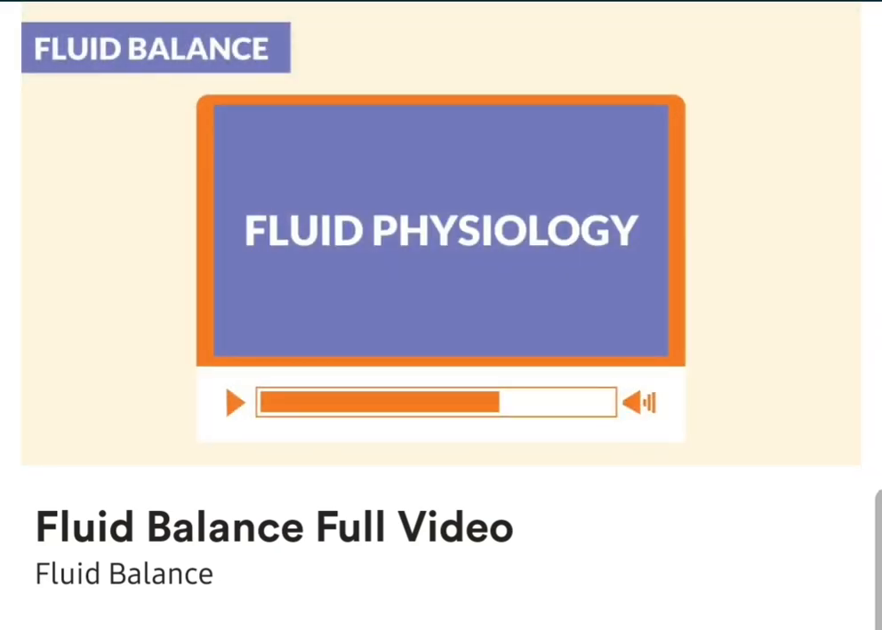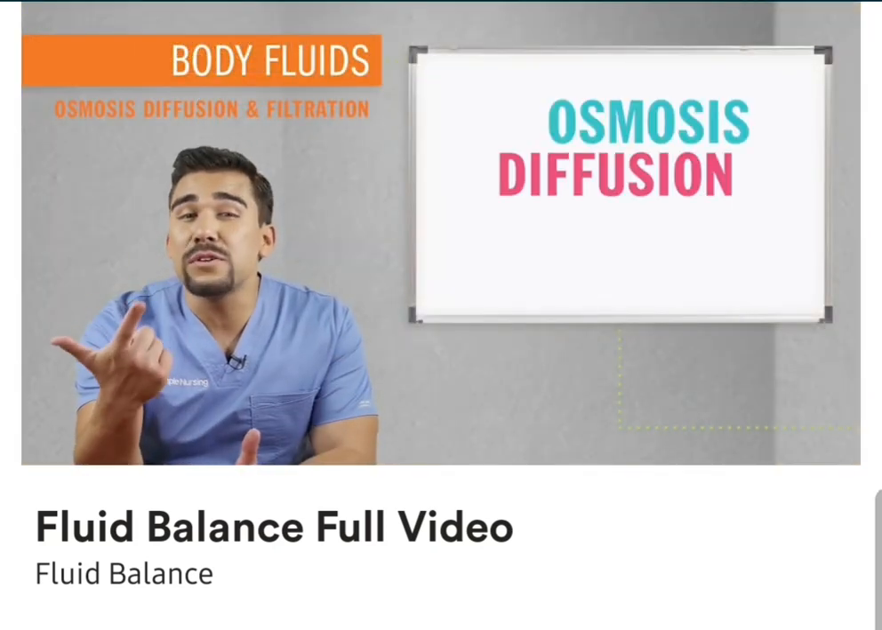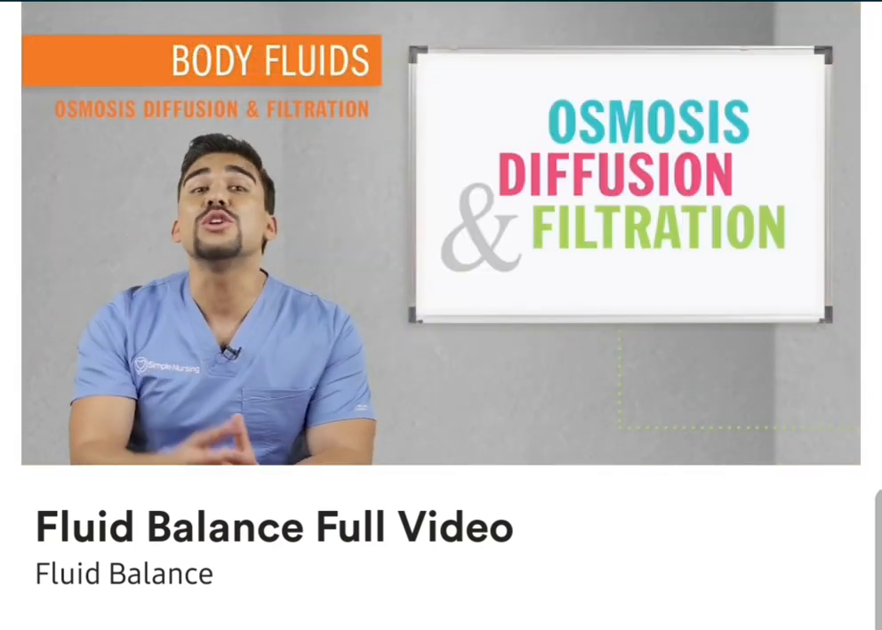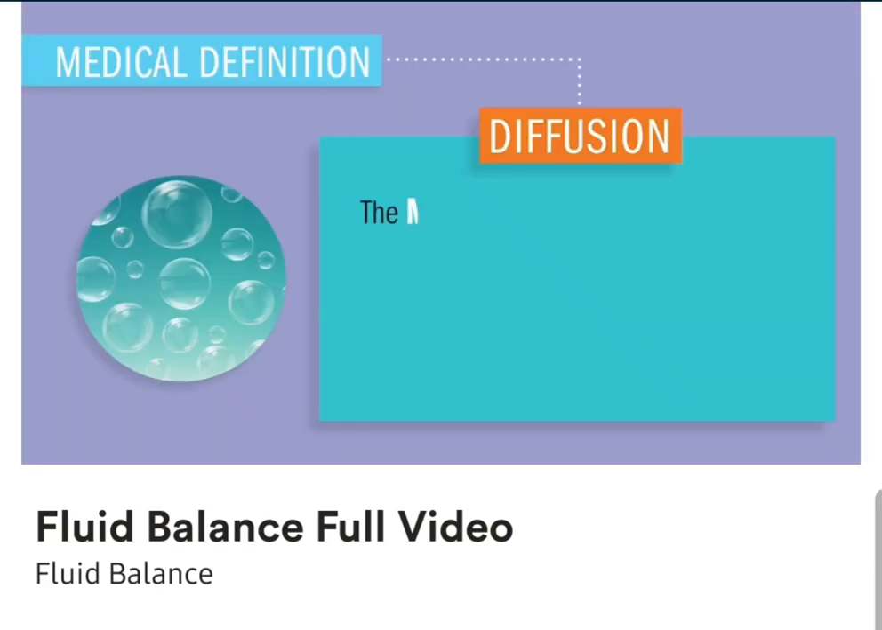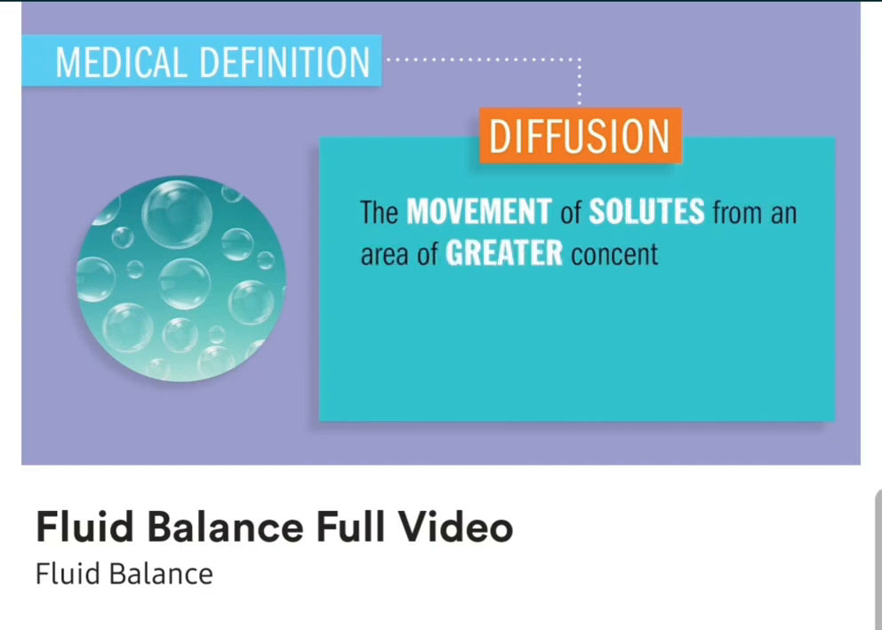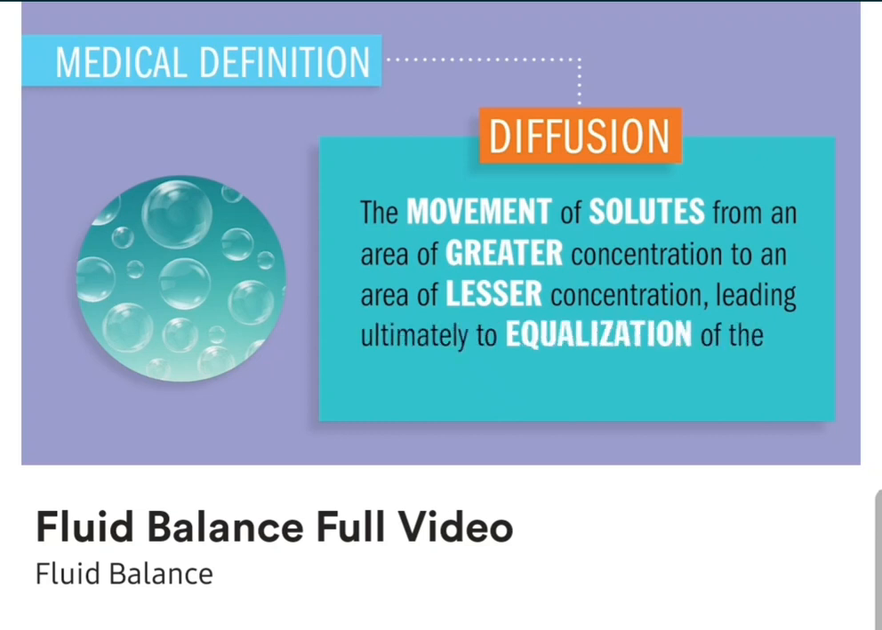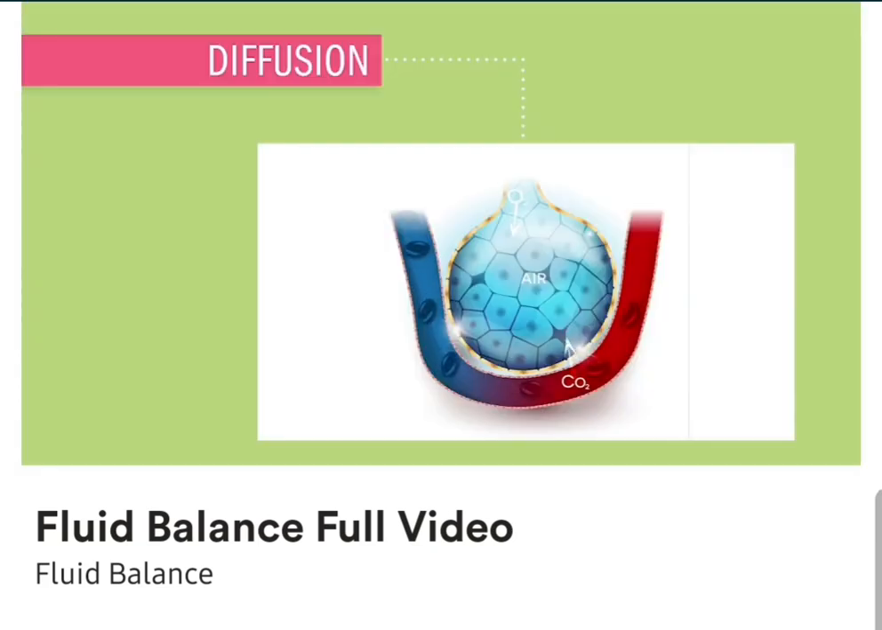Okay, now let's cover a few key terms for fluid physiology. Today we're talking about osmosis, diffusion, and filtration for the fluids in your body. Now let's go through some fancy medical definitions. Now, diffusion is the movement of solutes from an area of greater concentration to an area of lesser concentration, leading ultimately to equalization of the solute concentrations. It occurs through random movement of ions and molecules. Now, a great example of diffusion would be the exchange of oxygen and carbon dioxide, also called CO2, inside the lungs between the pulmonary capillaries and the alveoli.